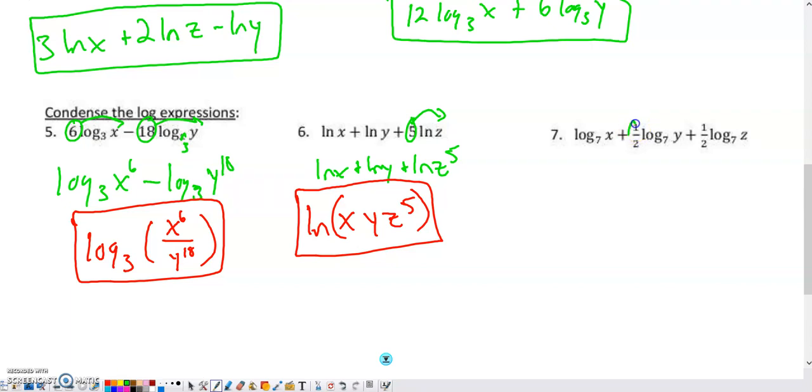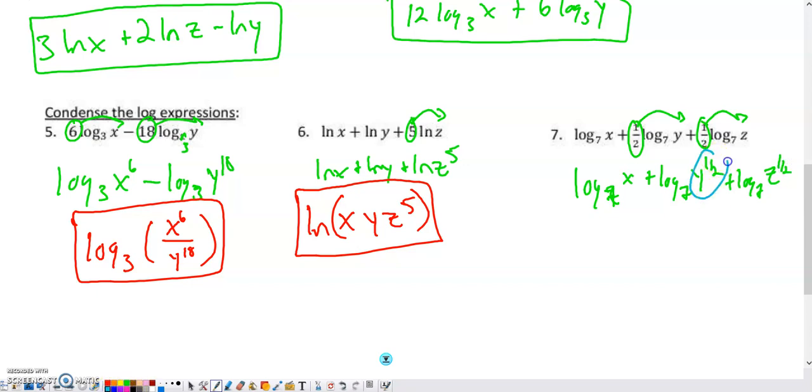Finally, last one. We have 1/2 in front of here, so they're going to go back up here with their respective y and z. So we have log base 7 of x plus log base 7 of y to the 1/2 plus log base 7 of z to the 1/2. And remember, that 1/2 means that they were square roots.